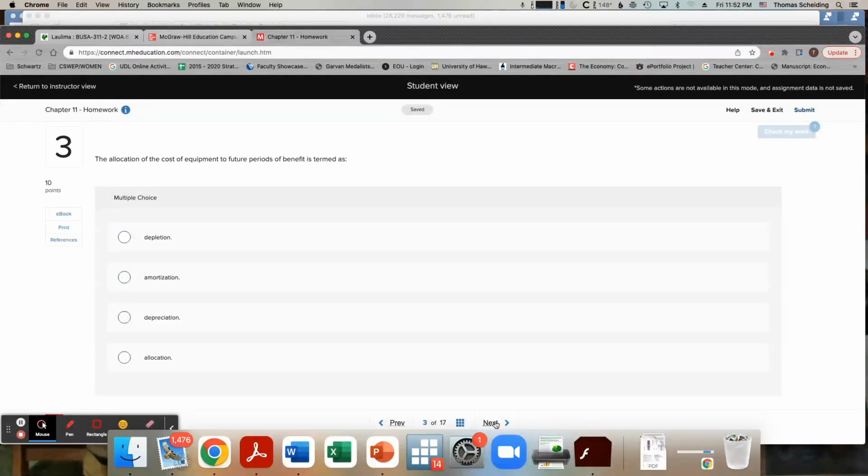Allocation of cost of equipment to future time periods. Okay. So we've actually got the same choices here. This is definitional. So let's just think back to what I just said. The correct answer here is depreciation, because here what we're saying is that as that piece of equipment is generating future value, it's being worn out, and that is depreciation by definition.